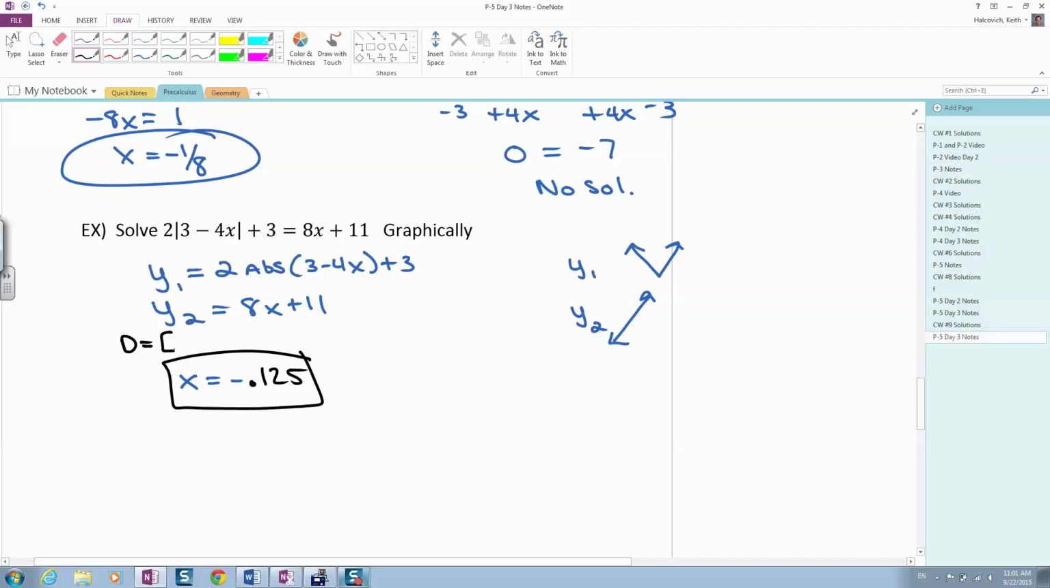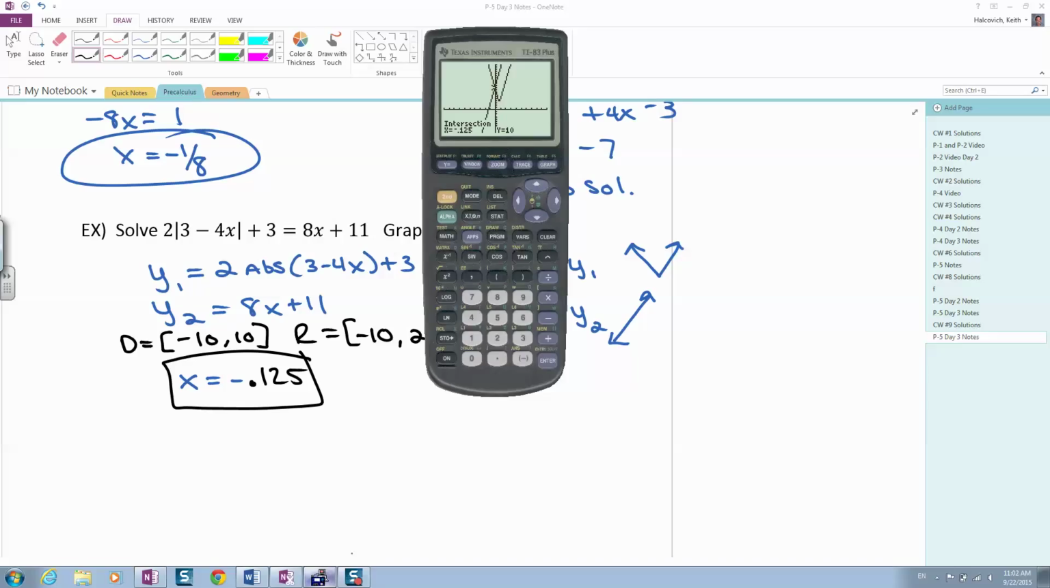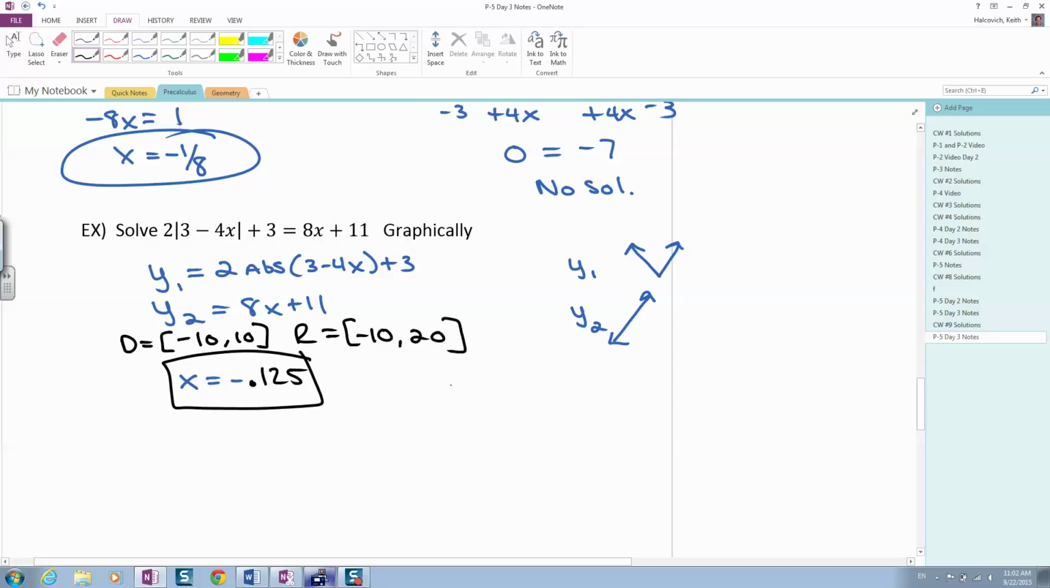Notice, write down your domain, negative 10 to 10. Your range that you used was negative 10 to 20. And then don't forget to also sketch the graph that you got. So in this one, it looks like that. And then goes like that. So there's only one intersection.